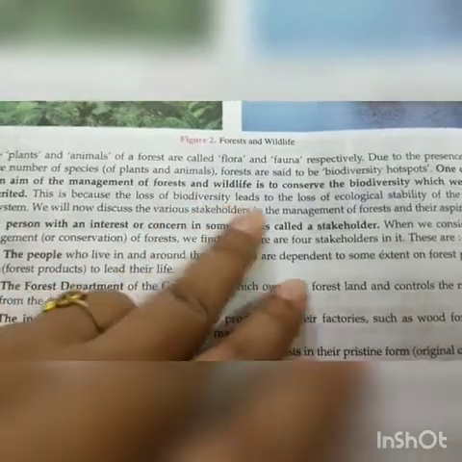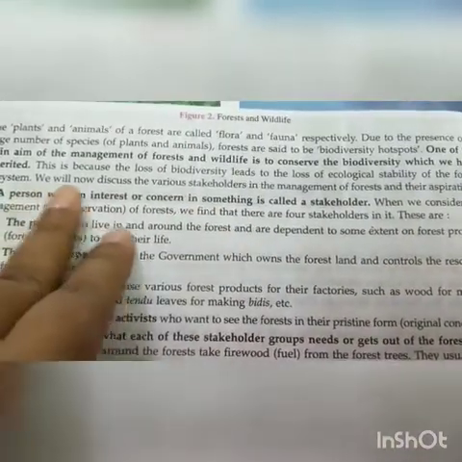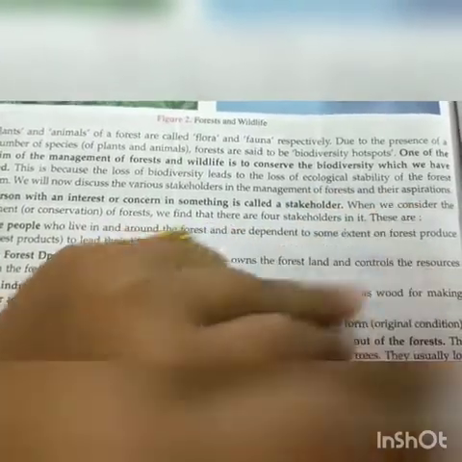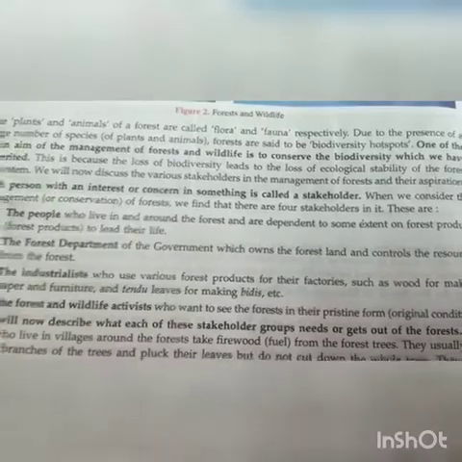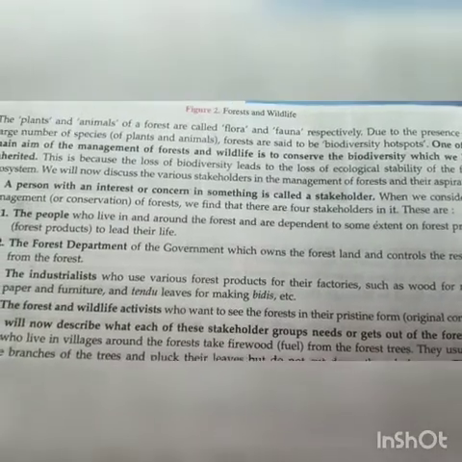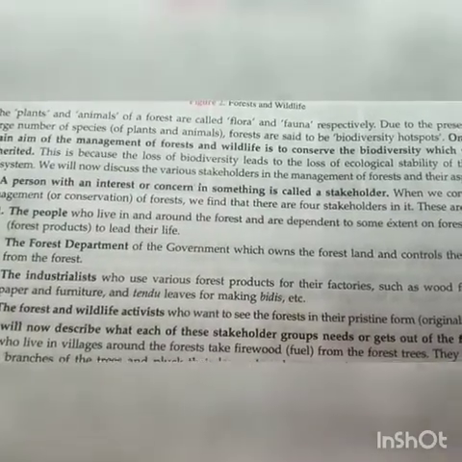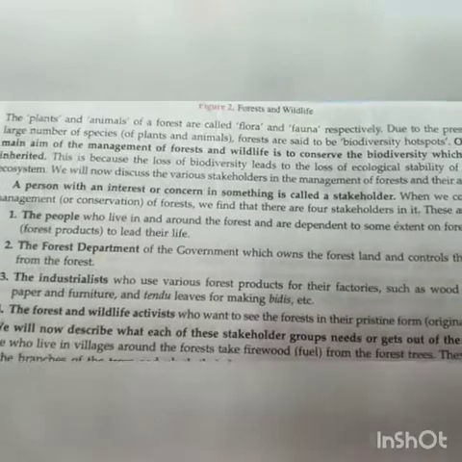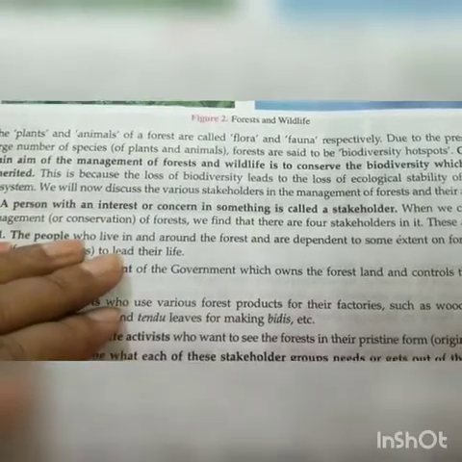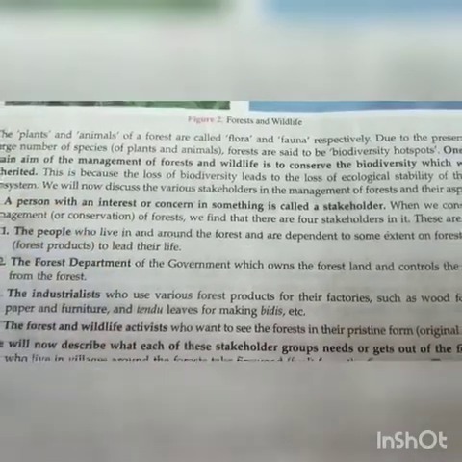This is because the loss of biodiversity leads to the loss of ecological stability of the forest ecosystem. We will now discuss the various stakeholders in the management of forest and their aspirations. So if we lose the biodiversity, what will happen? Our ecological balance will be unbalanced. We need everything in our environment to be balanced, because one organism may depend on another organism for its life. If that is damaged, then there will be an imbalance in our ecological stability and the ecosystem.